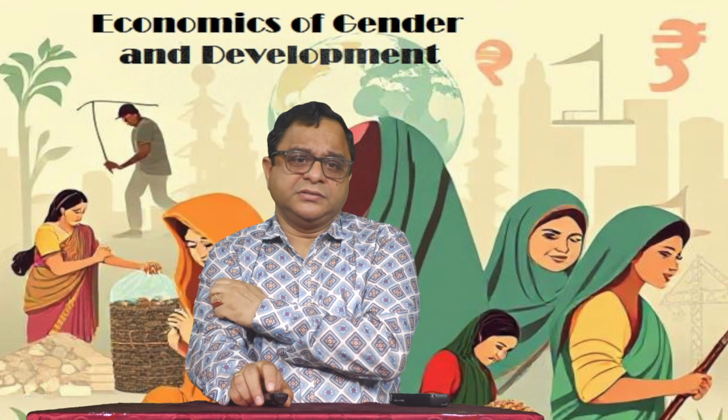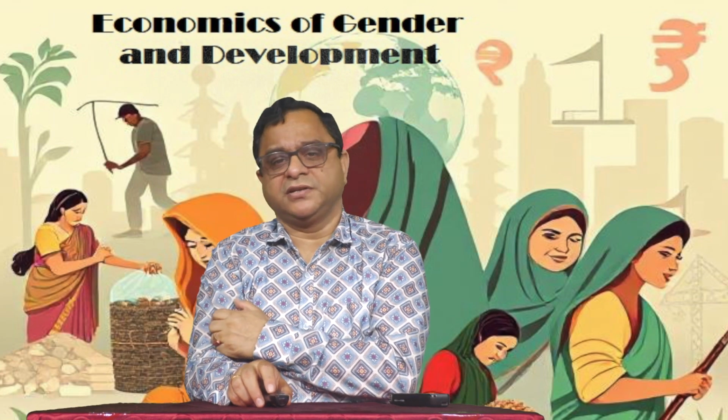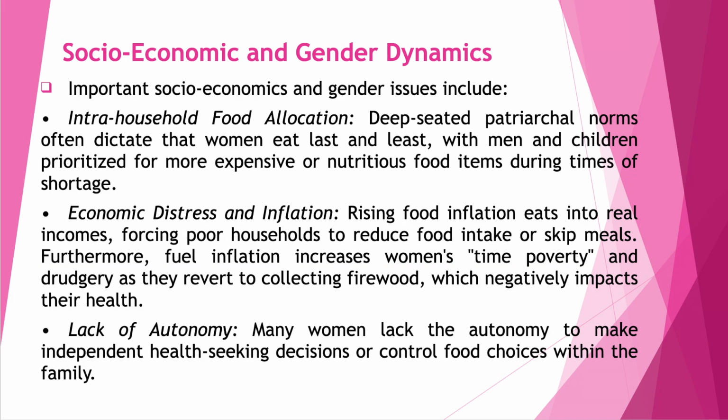The other set of factors are the socioeconomic and gender dynamics. Important socioeconomic and gender issues include the following. First one is intra-household food allocation. Deep-seated patriarchal norms often dictate that women eat last and least, with men and children prioritized for more expensive and nutritious food items during times of shortages.